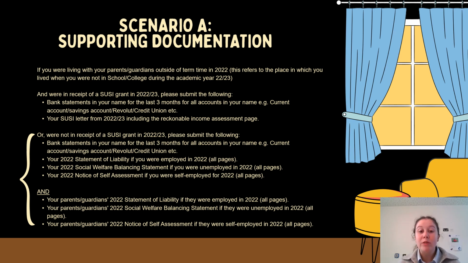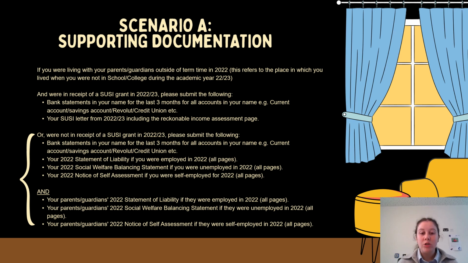And that's 3 recent bank statements. So we're June, it's the end of June now, so April, May, June are the bank statements that I'm looking for: 3 recent bank statements of yours for all accounts in your name. As well as that, I'd like your SUSI letter from the academic year 22-23, all pages of that if possible.